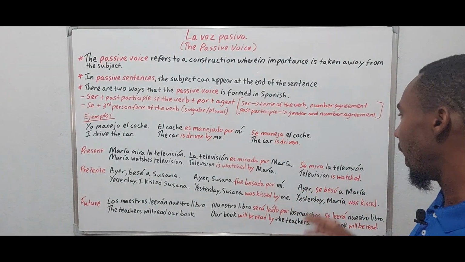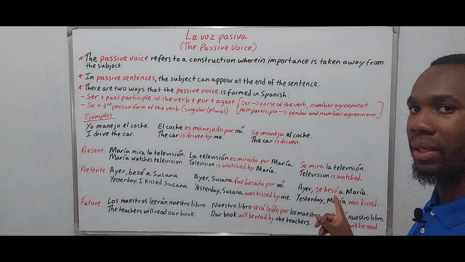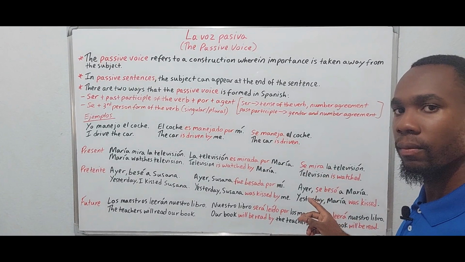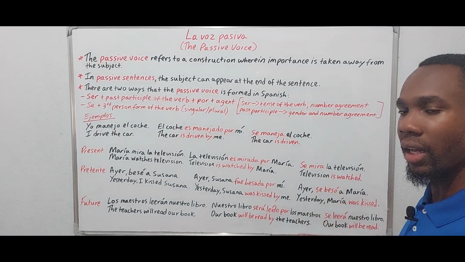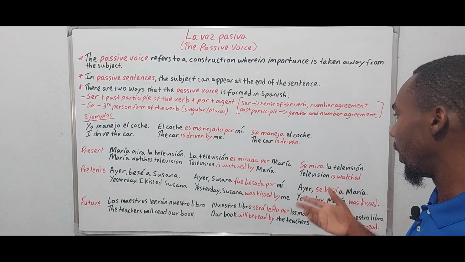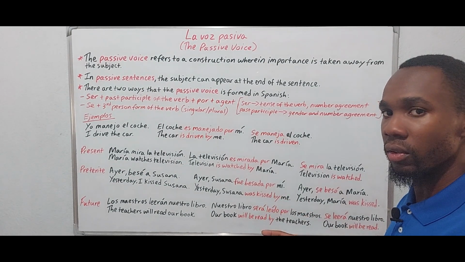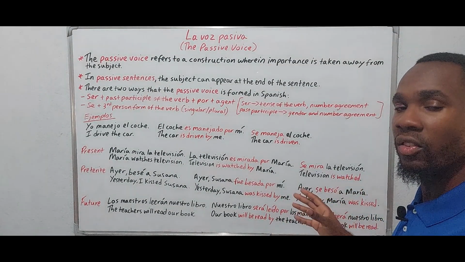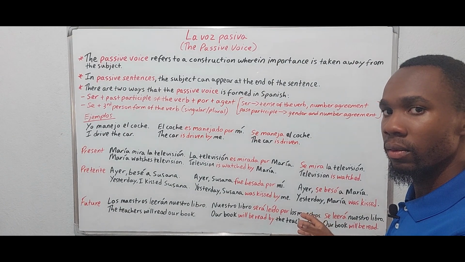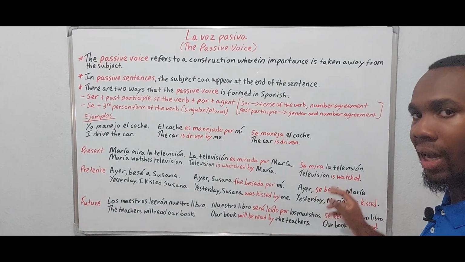If I use se, ayer se besó a María. Yesterday, Maria was kissed. Now, pay attention here. Fíjense. If I use se with a person as the object, and I want to use se, I always use the third person singular, even if the object is plural, okay? I use the third person singular. And I have to use a because the person is the object, right? So you can't say se besó María. No. Se besó a María.